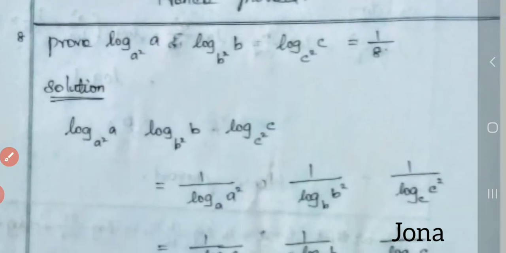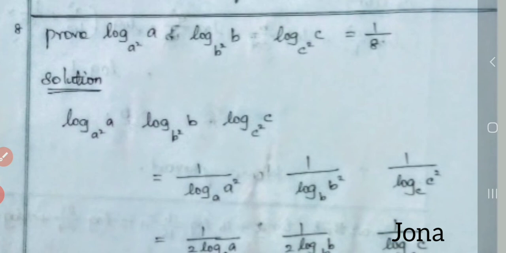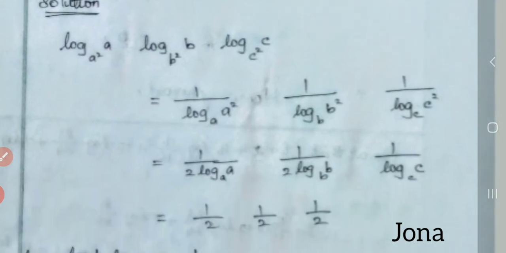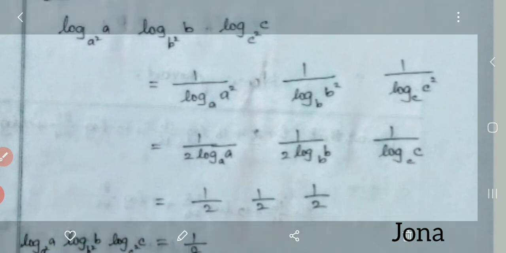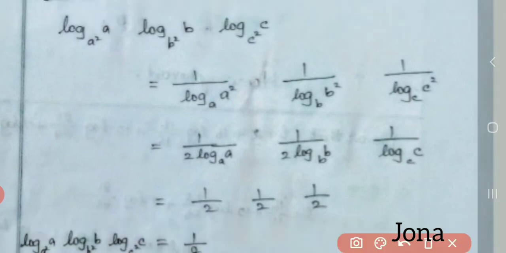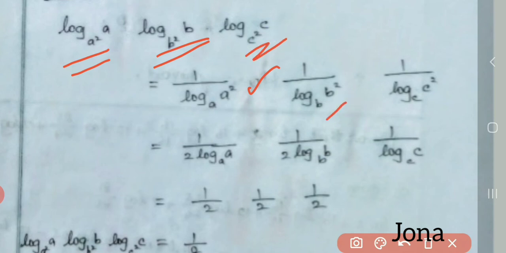The next problem. Log a base a square into log b base b square into log c base c square equal to 1 by 8. Here I want to write each and everything in the reciprocal form there. Okay. So log a base a square can be written as 1 by log a square base a. And this one 1 by log b square base b. And this one 1 by log c square base c.